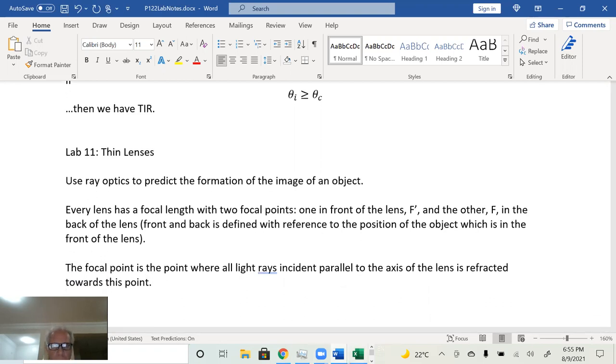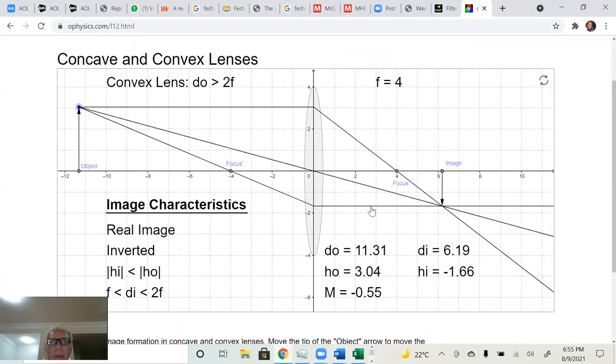Let me show you what I mean. Here we have one focal point. This one I call F prime. The book and the simulation call it focus prime. And here is the other focal point, F. They call it focus. I want you to understand that every ray that travels parallel to this axis, here is the optical axis of the lens, which is perpendicular to the lens itself, is diverted towards this focal point.